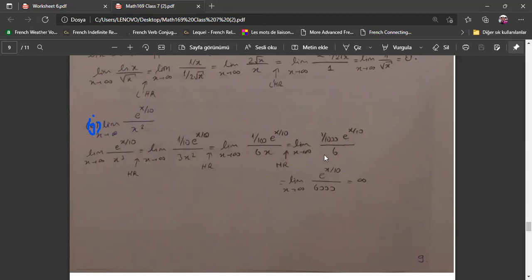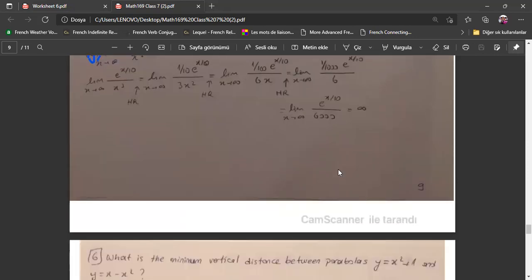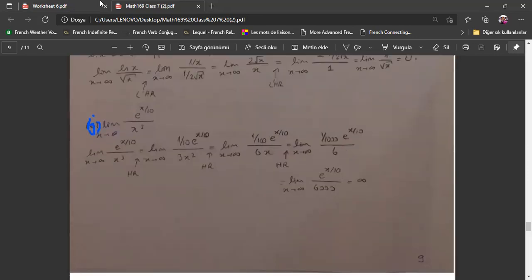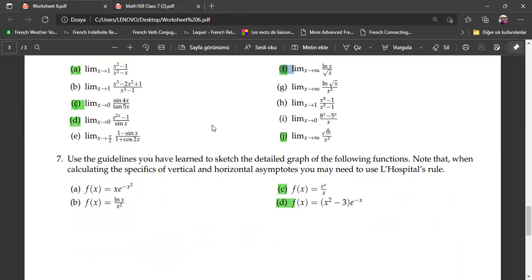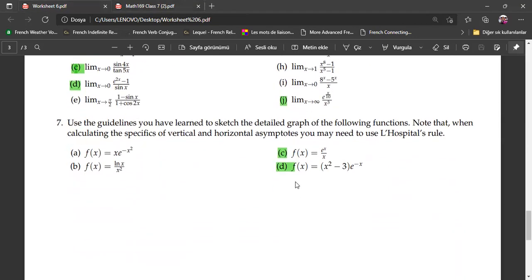Now we got rid of that x in the denominator, right? So we have this function now. Now x is approaching infinity, so this will be approaching infinity. Infinity over some constant will give us infinity again. All right, so this question was easy. Let's find that D. This is the last question.